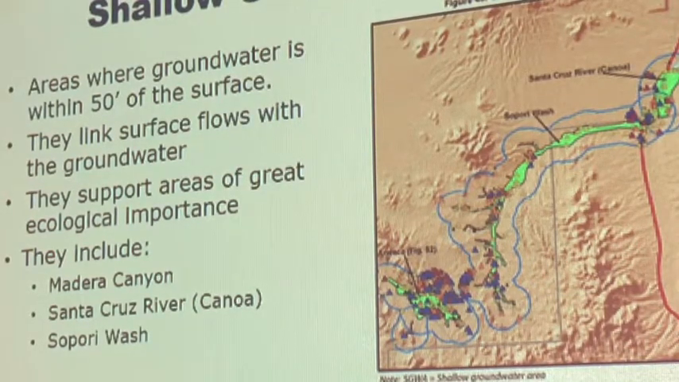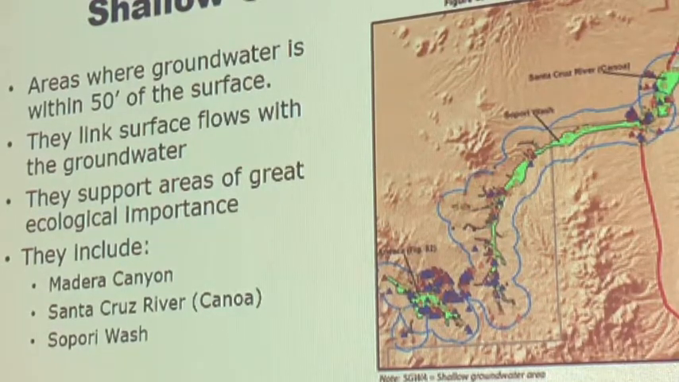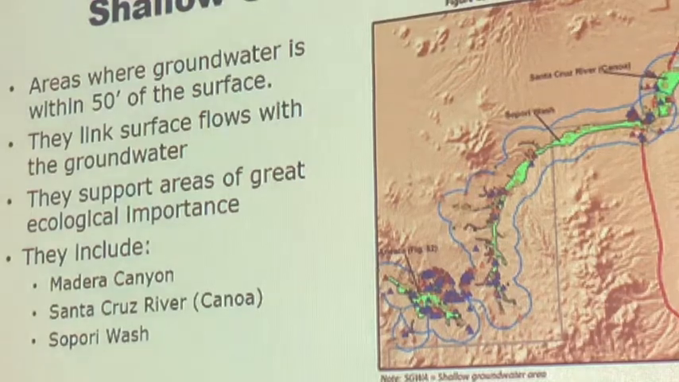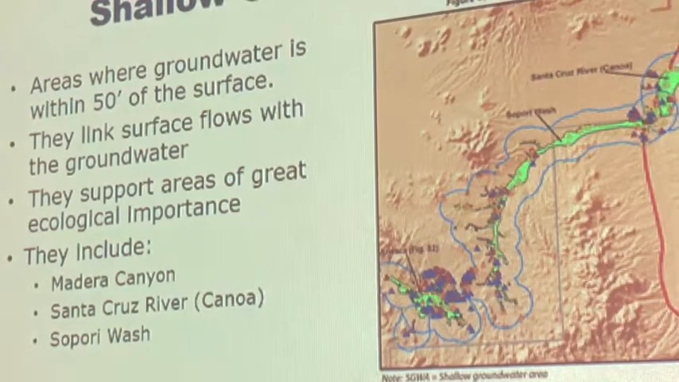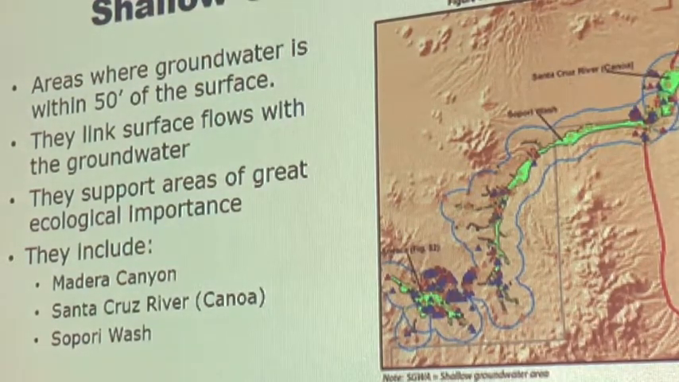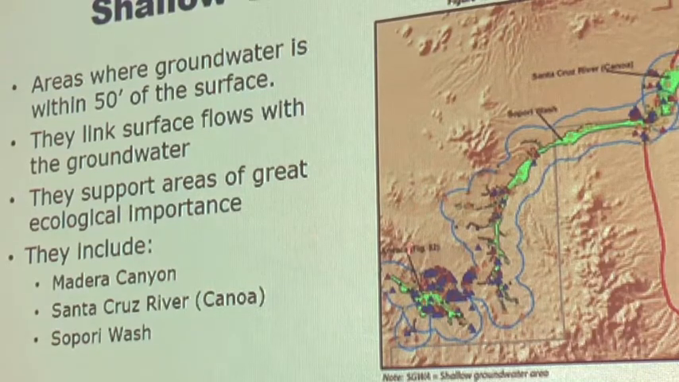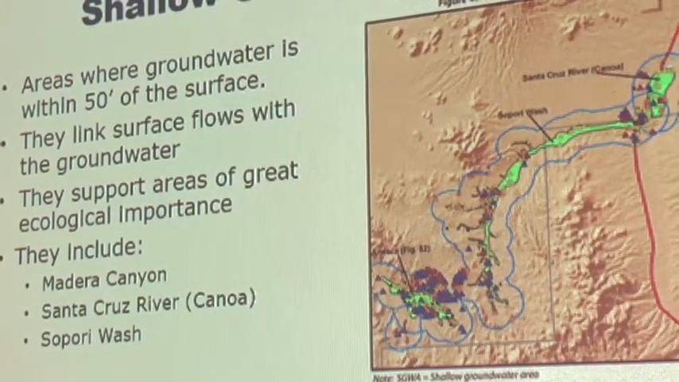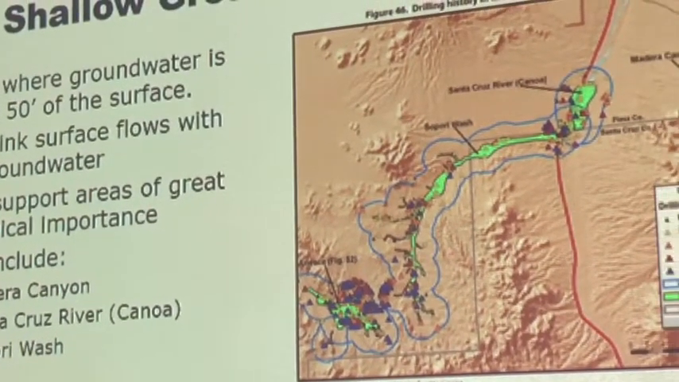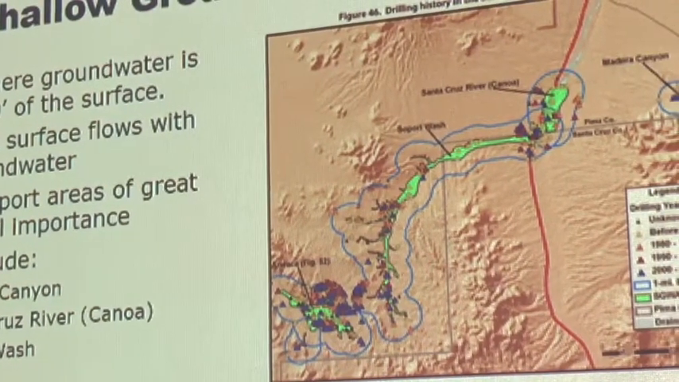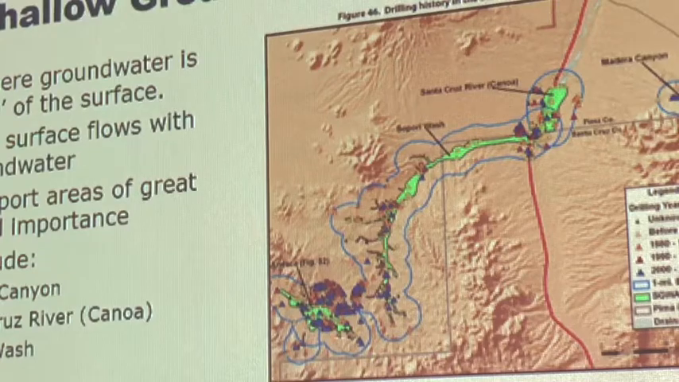I think it's like 70% of invertebrates, or I don't know if it's all animals, but invertebrates anyway, rely on riparian areas and water in Arizona. So these are really important areas. And I'm just pointing these out. Madera Canyon's up here, the Santa Cruz River through here, Sopori Wash through here. I think this is Arivaca over here.